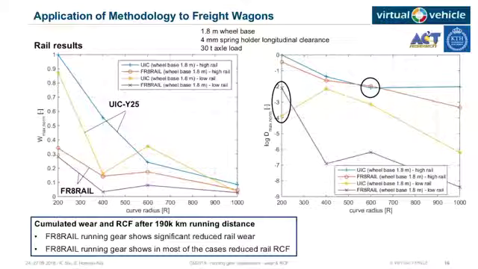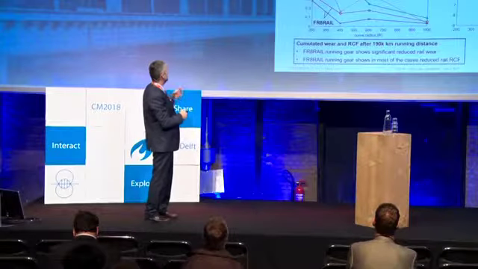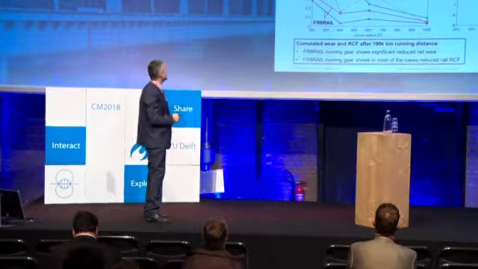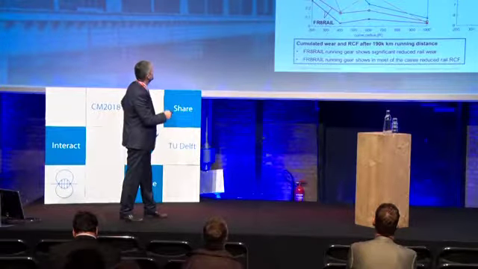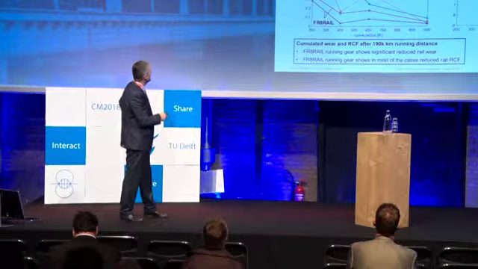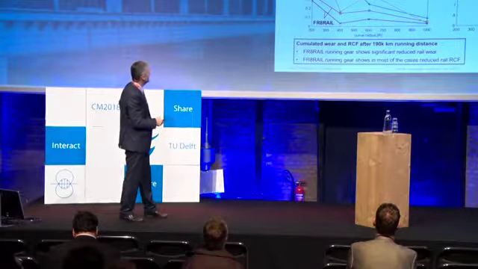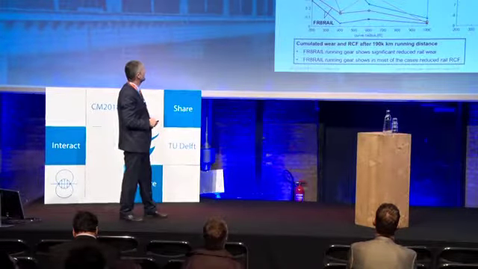Let me come to the rail RCF. Again, wear and RCF, with wear on the left-hand side. The wear result is the maximum depth of the wear for a certain case divided by the absolute maximum one. For the UIC bogie, high rail and low rail, and for the freight wheel bogie, dependent on the curve radii, you can see that in all the cases the freight wheel bogie shows significantly reduced wear values.